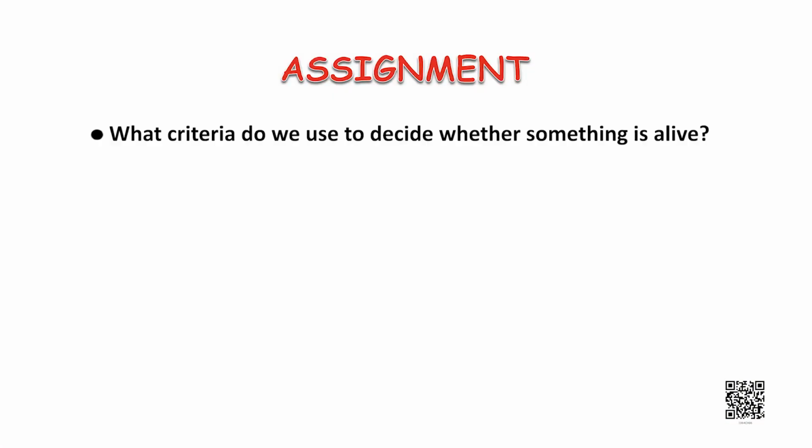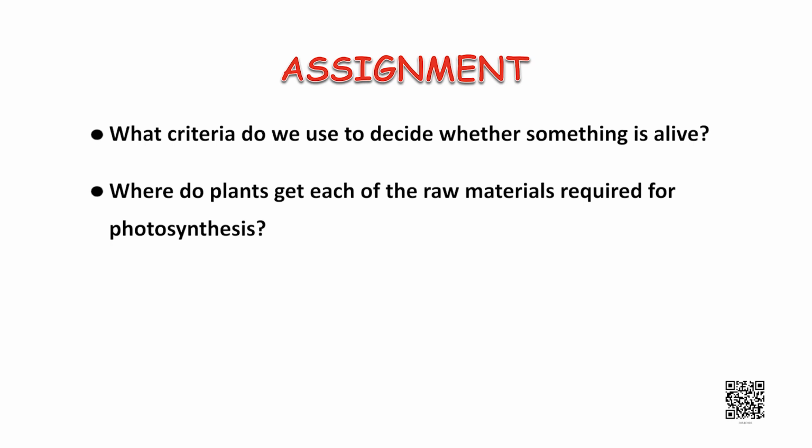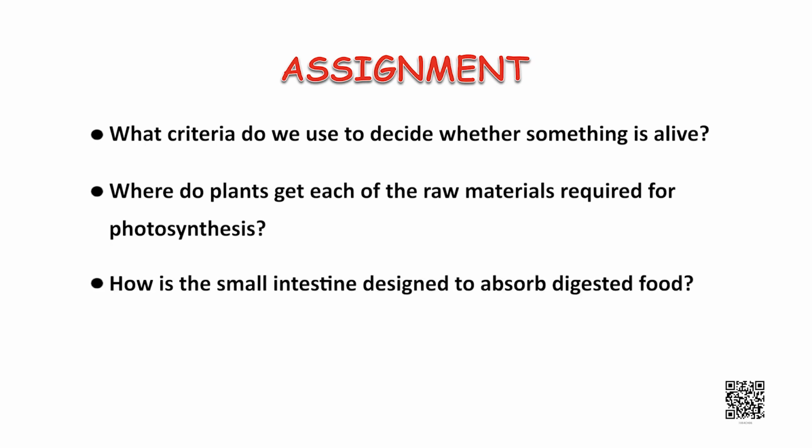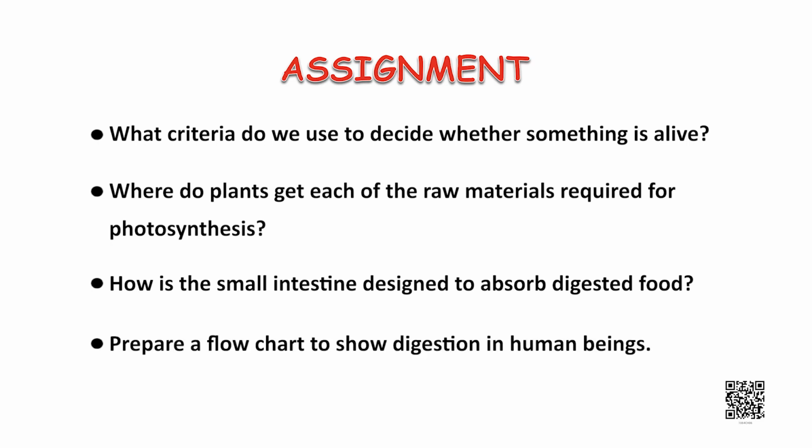It's now time to note down your assignment related to today's session. What criteria do we use to decide whether something is alive? Where do plants get each of the raw materials required for photosynthesis? How is the small intestine designed to absorb digested food? Prepare a flow chart to show digestion in human beings.